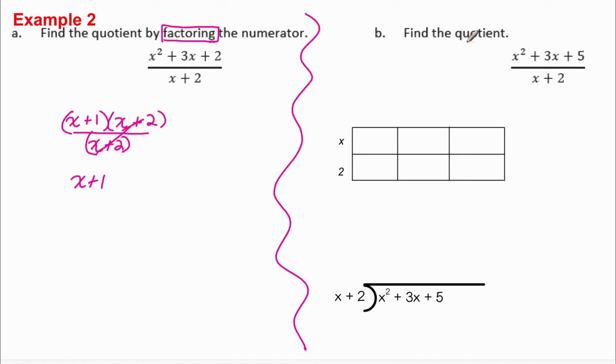Find the quotient. There, they're just asking me to divide. So it didn't tell me I had to factor. It didn't tell me I had to do long division. It didn't tell me I had to do tabular. But I'm going to take a quick peek at this because it's short and see, can I factor? Let's see, are there any numbers that multiply to 5 that add up to 3? No. So I guess I have to do long division.